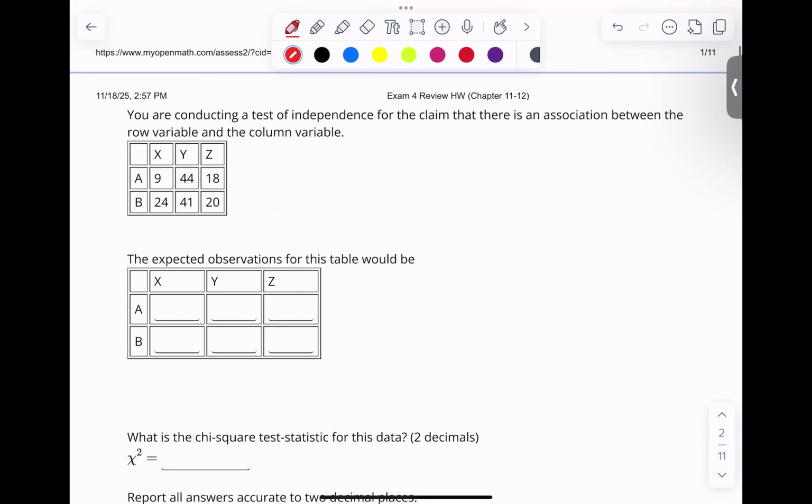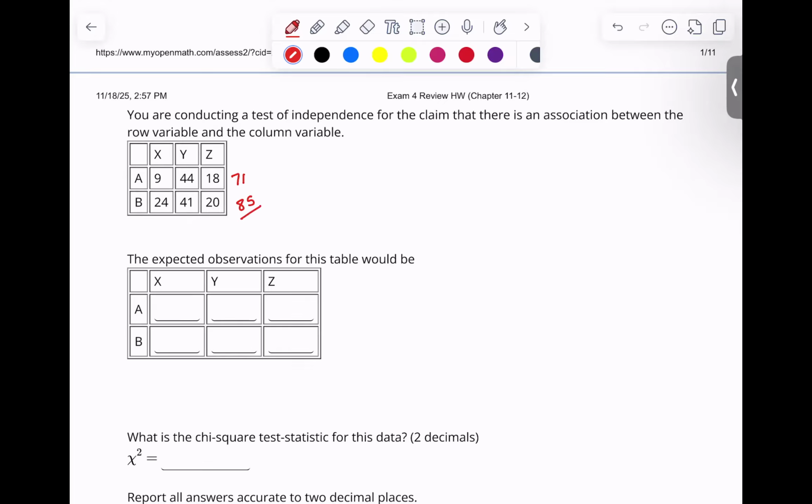So first thing that we must do is get some row totals and column totals. So I need to find the row total for A. So I'm going to add the 9, the 44, and the 18. And I'm going to write that right there. That's 71. Then I'm going to get the second row total. I'm going to get the total for row B, and that is 85.